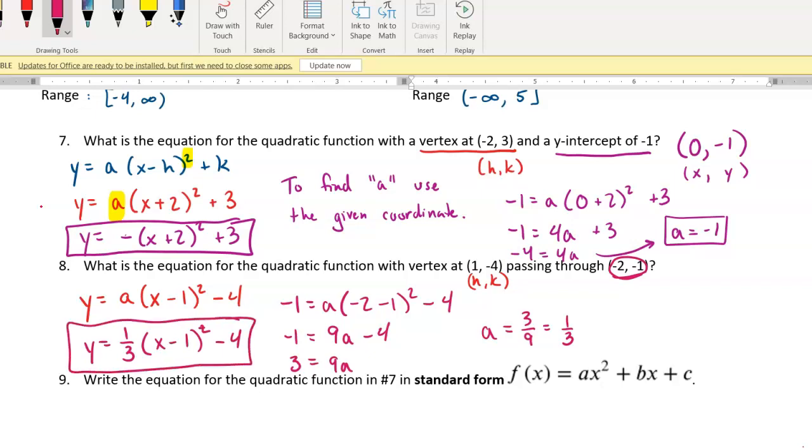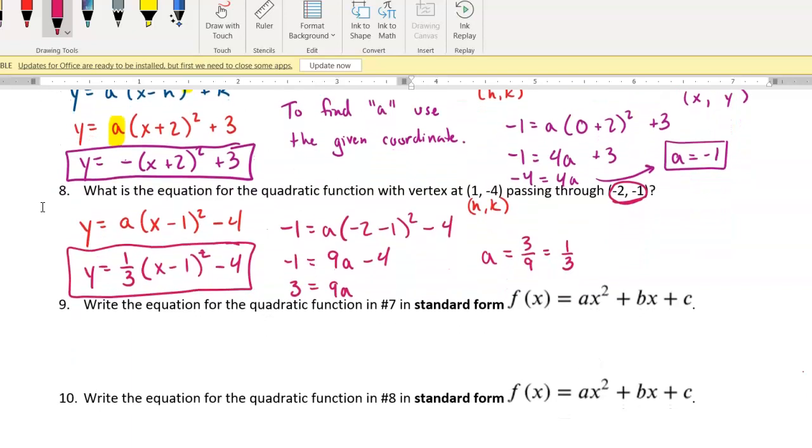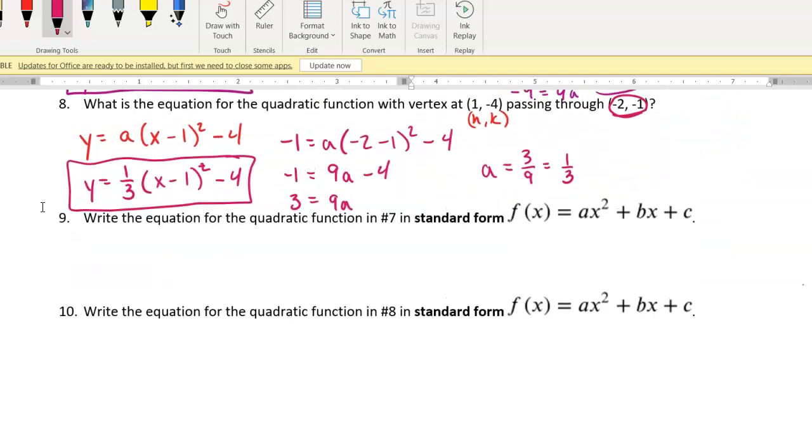So that would be your equation. All right, we're going to end by talking about another form. So we have vertex form, and now we have standard form. If they give you something in standard form, sometimes we're going to rewrite it into vertex form.